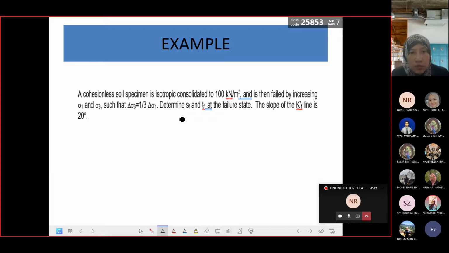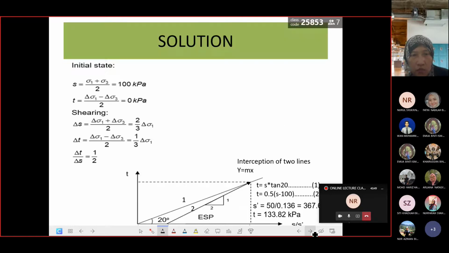A cohesionless soil specimen is isotropically consolidated at 100 kPa and is then failed by increasing sigma 1 and sigma 3 such that delta sigma 3 equals 1/3 delta sigma 1. Determine SF and TF at the failure state. The slope of the KF line is 20 degrees. So all this information is given here, where S is 100 kPa, T is 0 kPa.